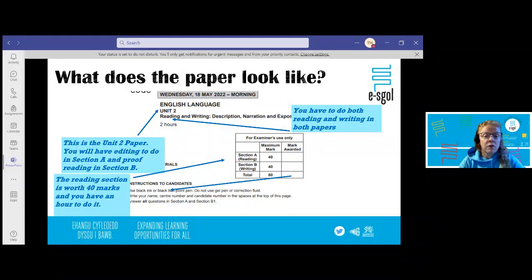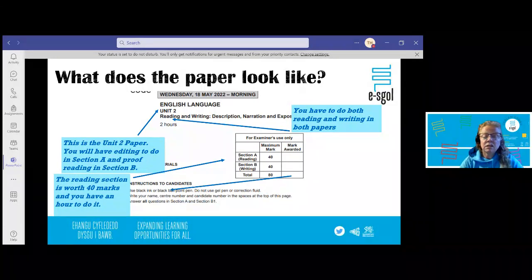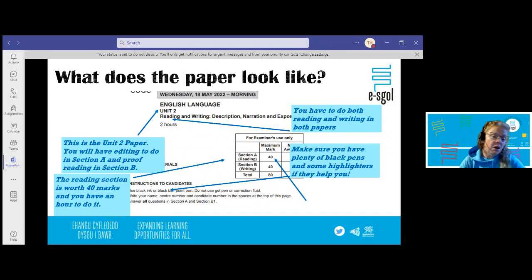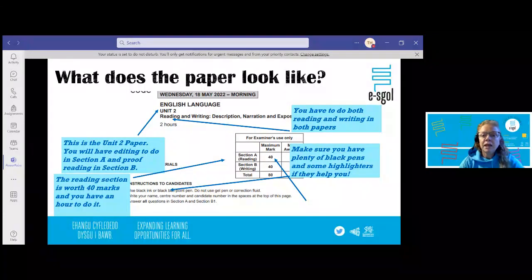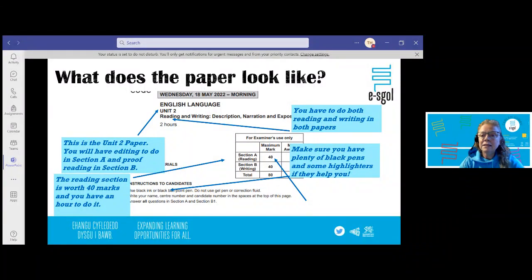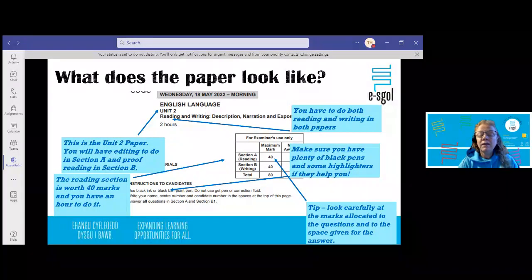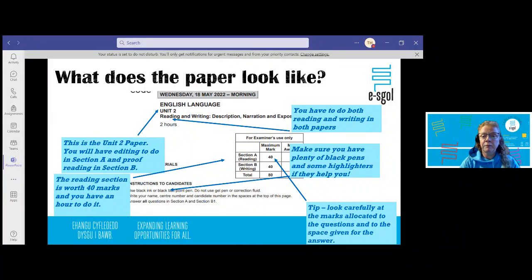The reading section is worth 40 marks. You've got an hour to do it. The writing section is worth 40 marks. You've got an hour to do that. Make sure you've got plenty of ballpoint pens and make sure that they're black. And then sometimes some highlighters can help you.